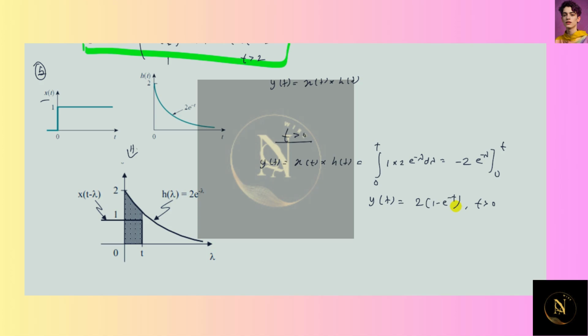Now we can write y of t is equal to 2 multiplied with 1 minus e to the power minus t for t greater than 0, and we only have to consider the positive values. So this is the right answer.